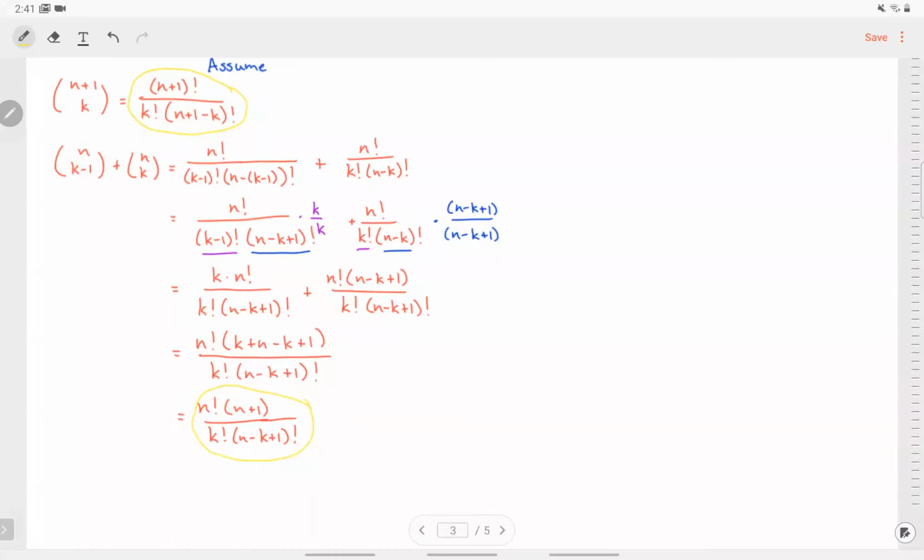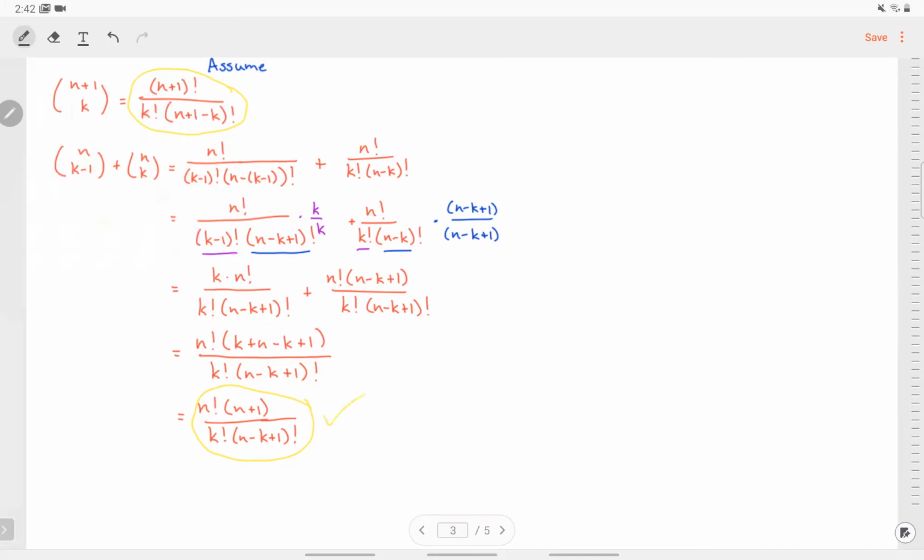Now I want to see, do those match? Well, yes, they actually do. I mean, n plus 1 factorial, that is an n factorial times an extra n plus 1. The k factorials match. n plus 1 minus k factorial, that's the same thing as n minus k plus 1 factorial. Same thing, right? They just reordered the terms. So that means we're good to go.